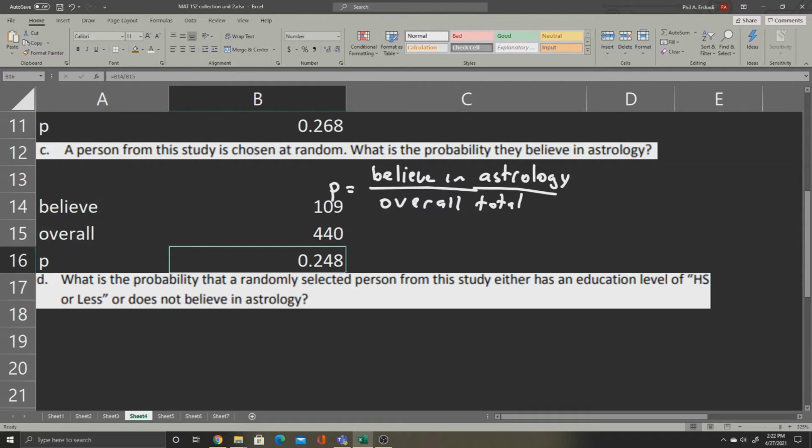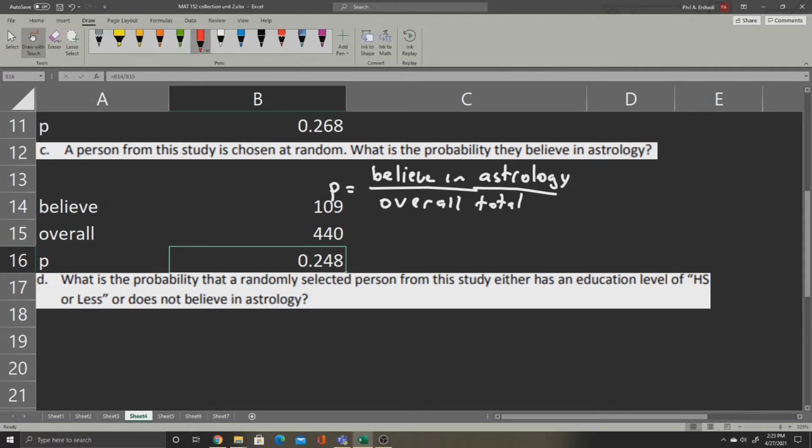Question D asks, what is the probability that a randomly selected person from the study either has an education level of high school or less, or does not believe in astrology? This is a slightly different type of question. The key word here is "or." We're looking at two different conditions here. We're looking at the educational level of high school or less, and we're also looking at the people who don't believe in astrology. So rather than having a single condition, we have two different conditions with an "or" between them.